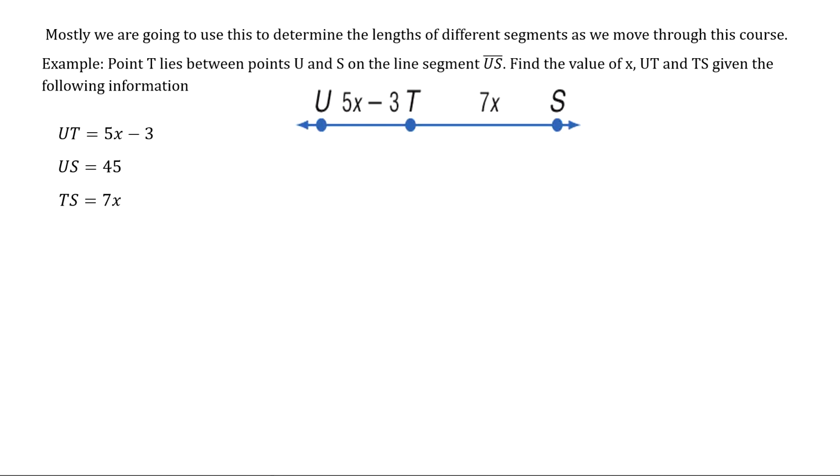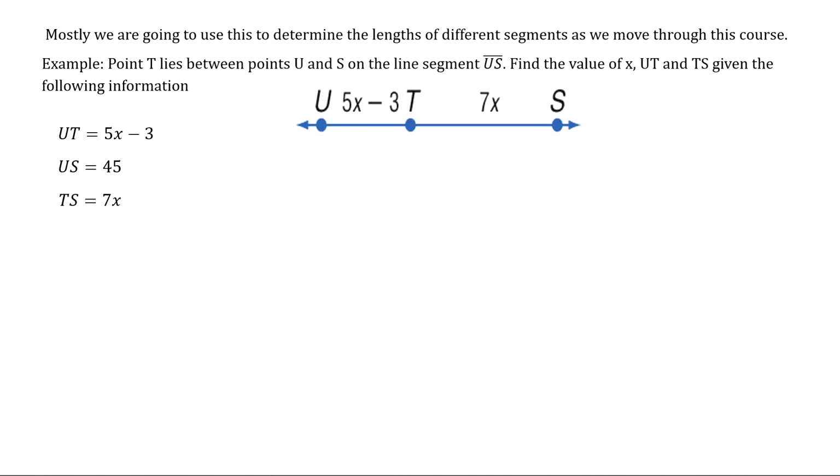We're mostly going to use the segment addition stuff to find lengths of different line segments as we go through the course. We're going to be given triangles or rectangles, and we'll use the segment addition postulate to piece together what the sides might measure. Here's another example. They've told us that point T lies between, and remember, if they tell you that a point lies between, you have to take it as a given that it definitely is, so you can set up your equation. Point T lies between points U and S on line segment US.